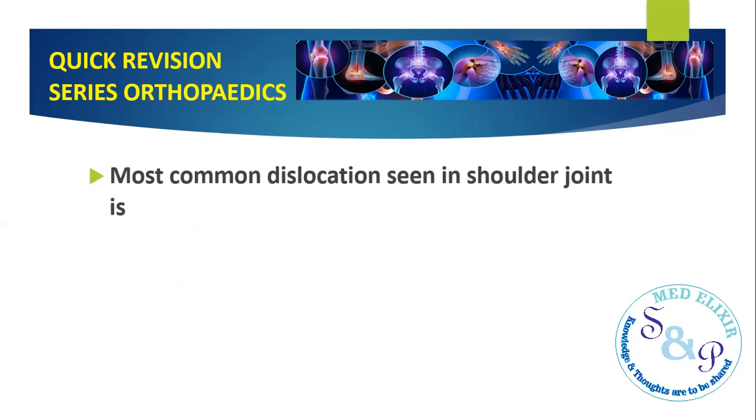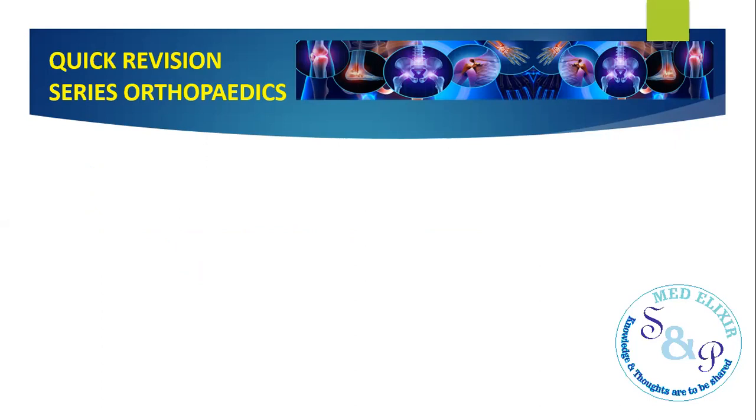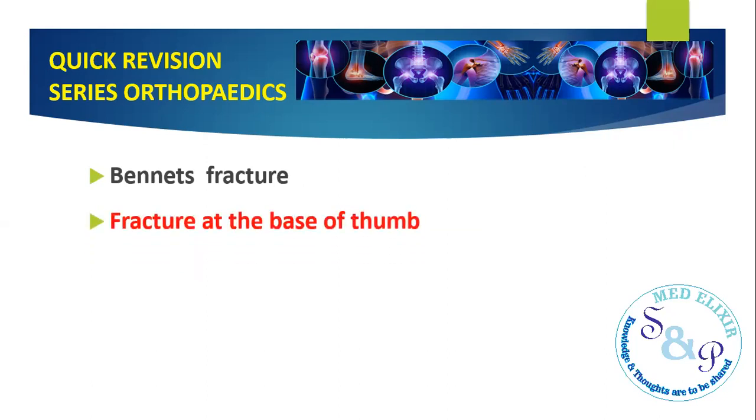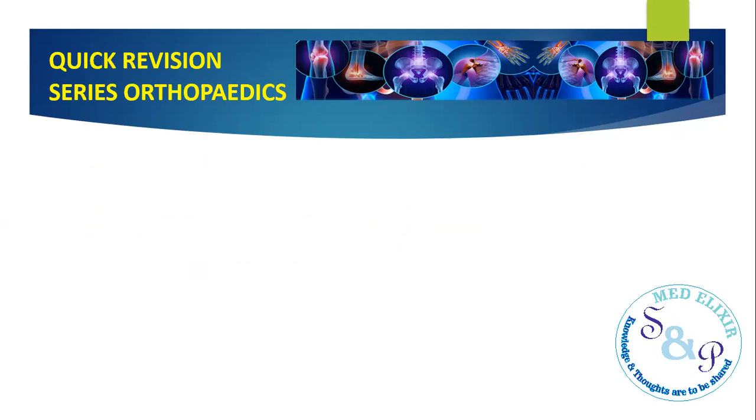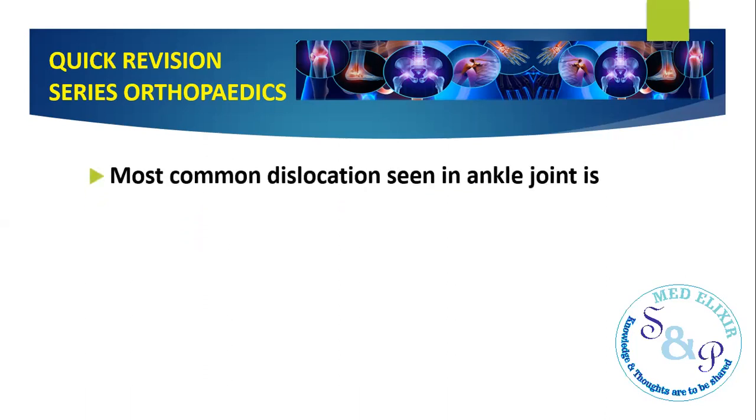Most common dislocation seen in shoulder joint is anterior dislocation. Bennett's fracture is fracture at the base of thumb. Most common dislocation seen in ankle joint is anterolateral.